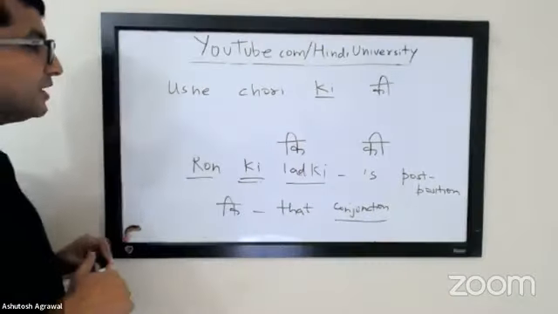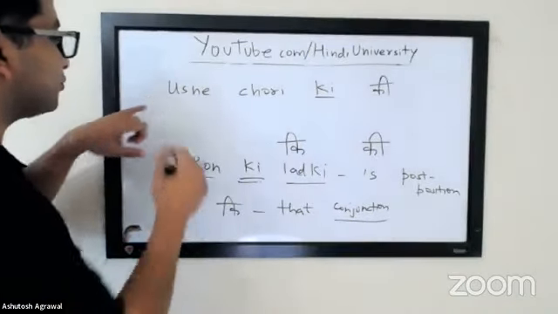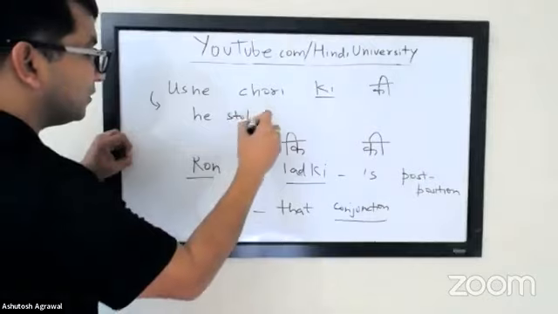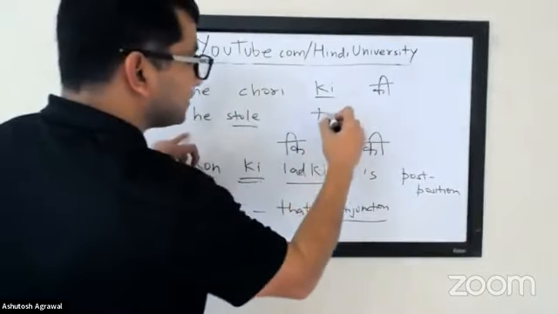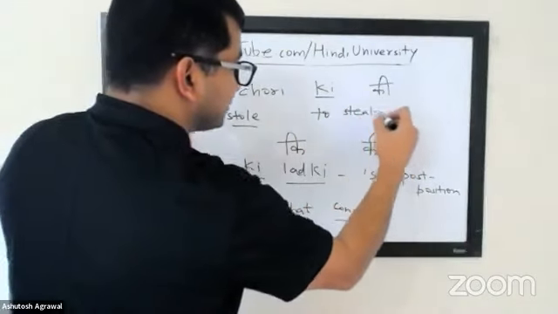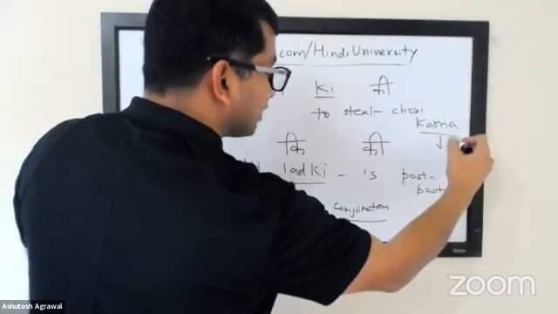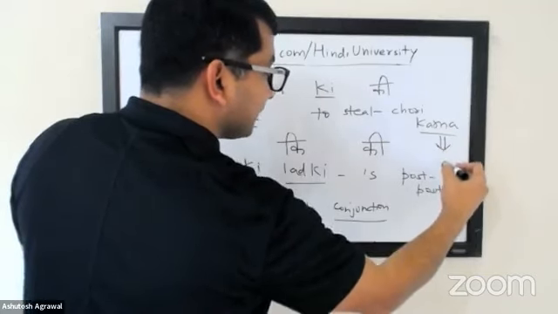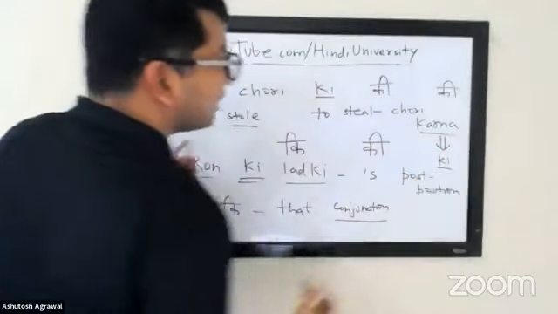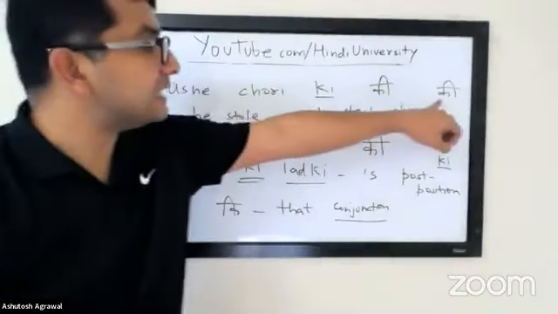Colin ji, when you hear this, what do you think of it? Usne chori ki. He stole or she stole. Yeah, he stole. Okay, so to steal is chori karna. Very good. But when it is used in the past tense, you use the past form of karna, which is ki. Very good, ki. And this is the bigger ki, the ki with the bigger e.